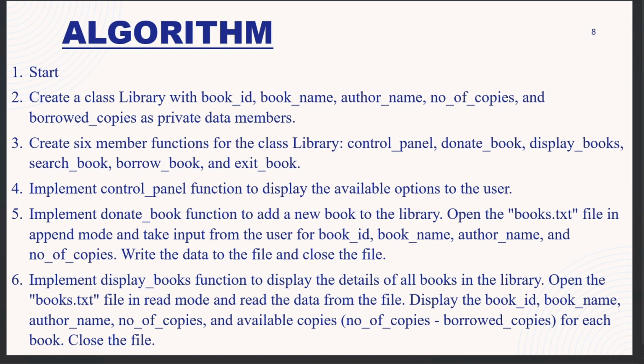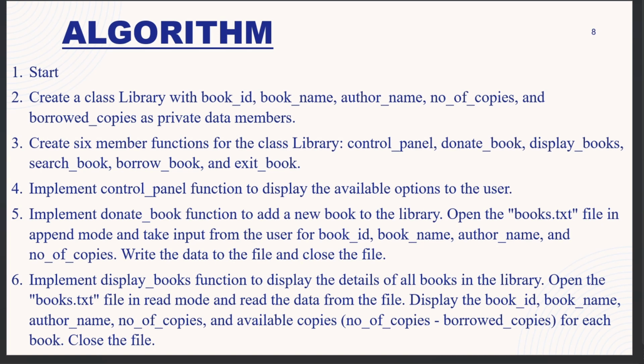The search book option searches for a book by book ID. It opens the book text file in read mode and takes input from the user for the search ID. The file is then searched for the book with the book ID equal to the search ID. If the book is found, it displays the details of the book. If it is not found, an error message will show, prompting book not found. The file is then closed.